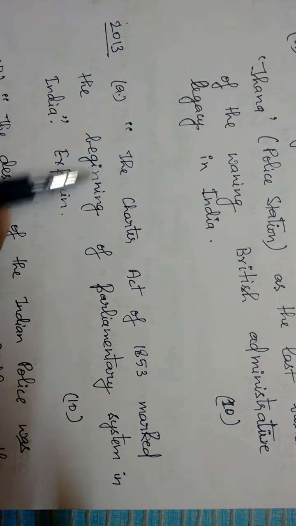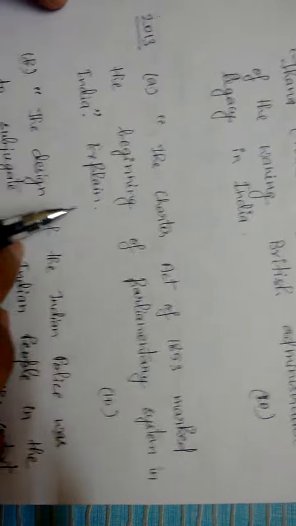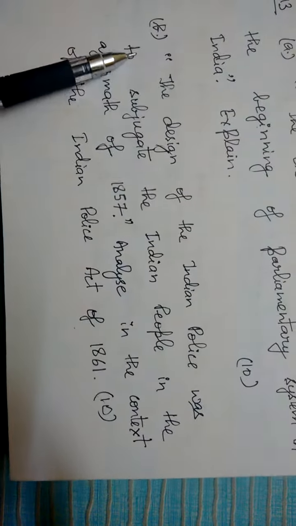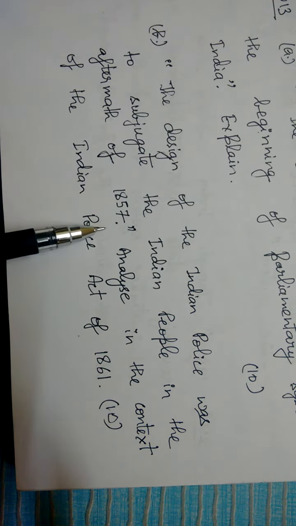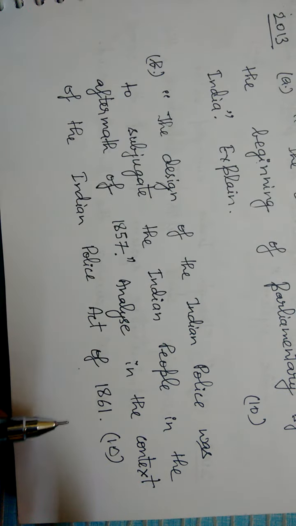In 2013, this question came that the Charter Act of 1853 marked the beginning of parliamentary system in India. Explain. So you should know all the charter acts and their main functions. I will tell you later. The second question is: the design of the Indian police was to subjugate the Indian people in the aftermath of 1857. Analyze in the context of the Indian Police Act of 1861.